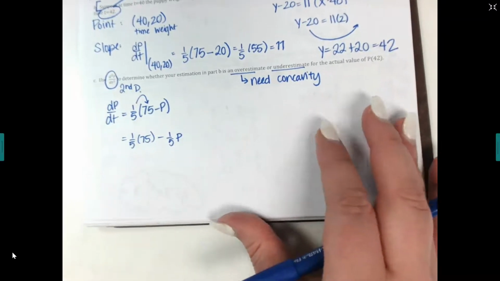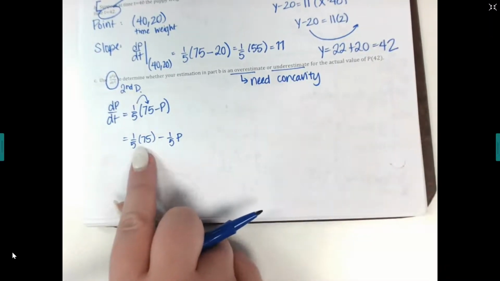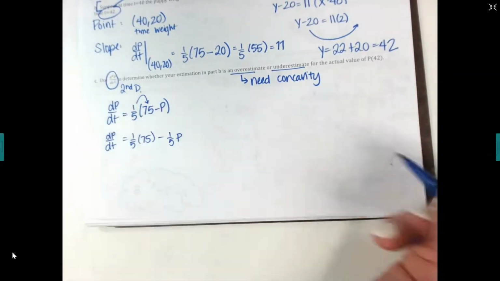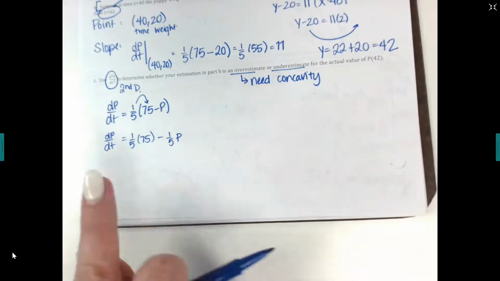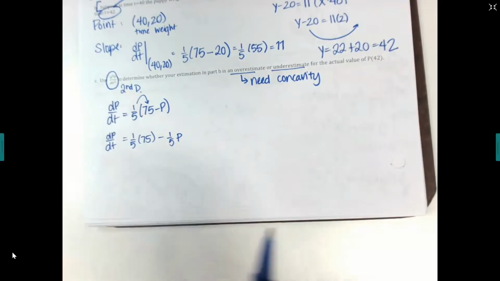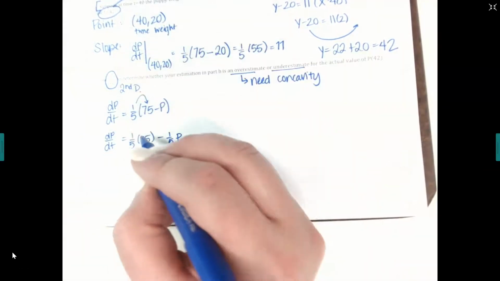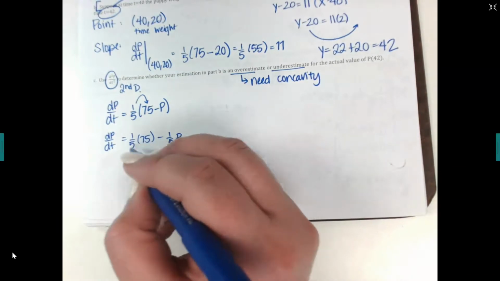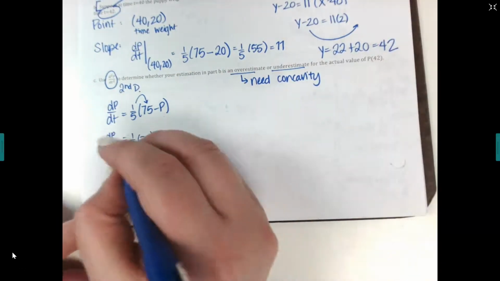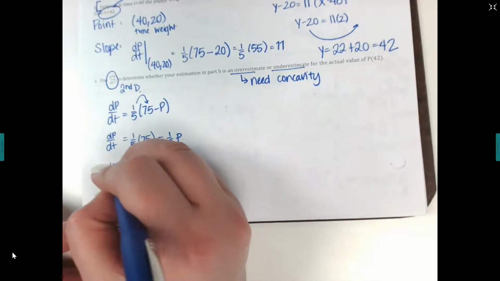Now, here's why I don't care what this number is. What am I about to do to dp dt? If I have dp dt and I want d squared p dt squared, I'm about to take the derivative. So when I multiply this out, this is a number. What's the derivative of that number? 0. So I don't even care what it is. You can think about it if you want to. But the second derivative, that's going to be 0.